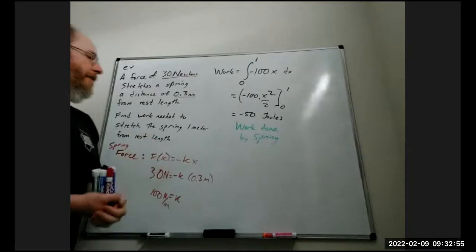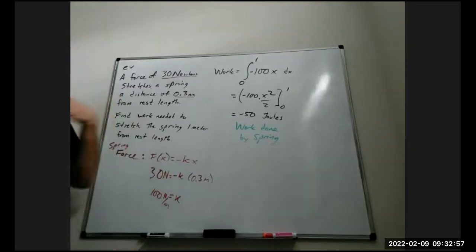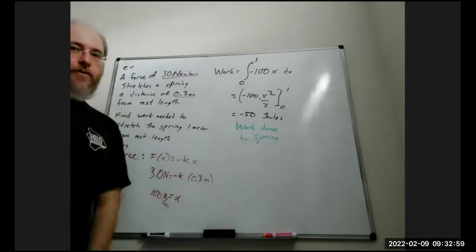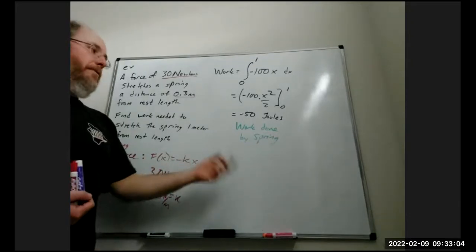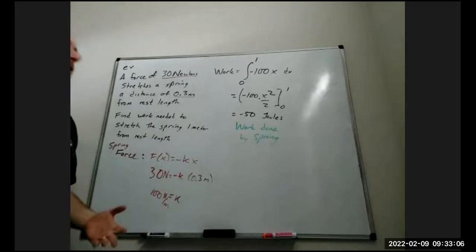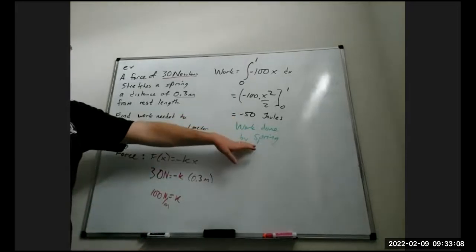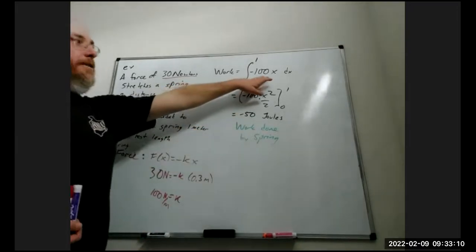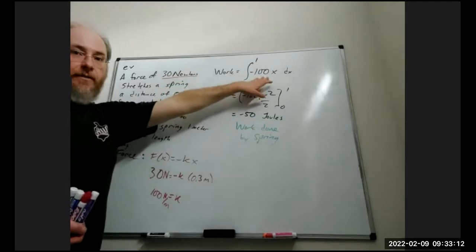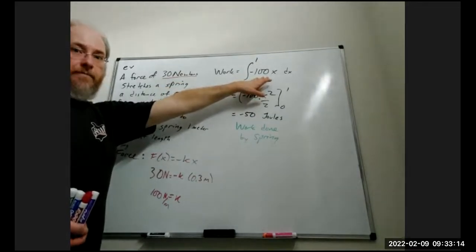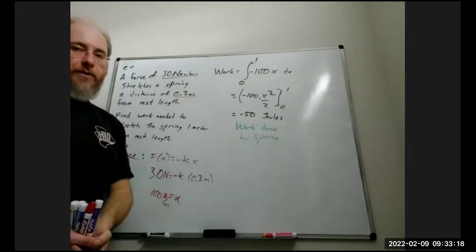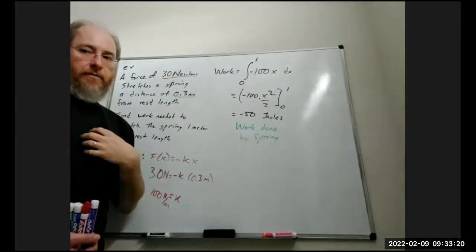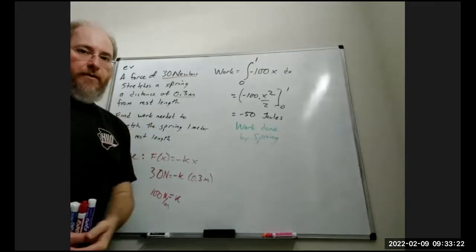But in terms of how much work is needed, I have to apply 50 joules of work to stretch it out, while the spring is trying to do negative work. And the reason that we got the work done by the spring is we were looking at the force from the spring. That negative 100x was what the spring was doing, not what I was doing. So there's a bit of a difference.